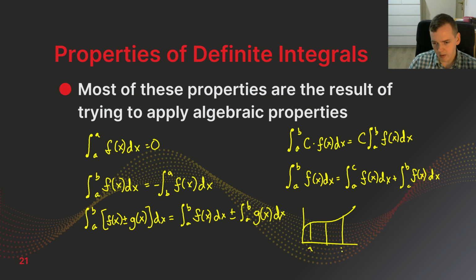A, b, and c in the middle. So I can integrate for half of it and then integrate the second half. But what's cool about this is that c doesn't need to be in the middle. It can be before a or after b, and as long as you still apply this, it will work out. Basically, if it's before a or after b, one of these integrals ends up being negative to subtract off the extra bit that you've added by going past your point.